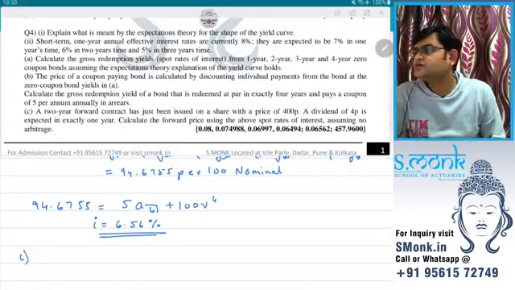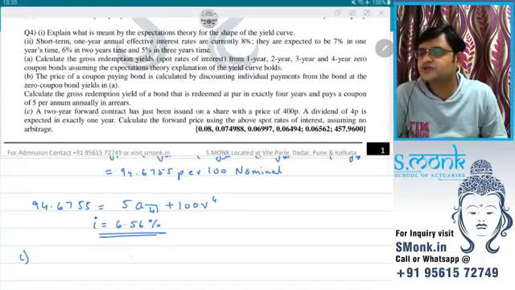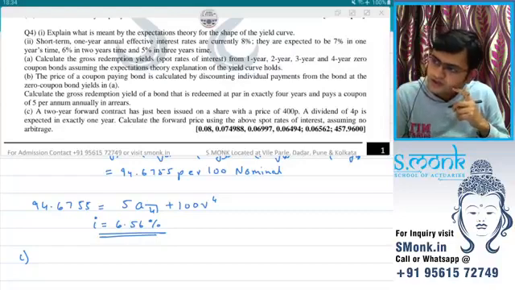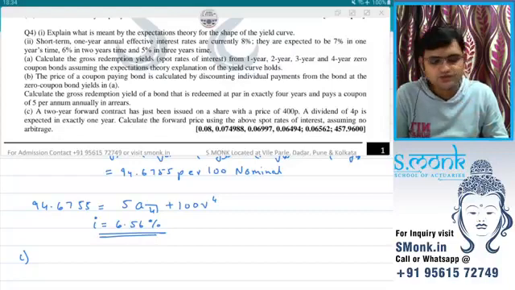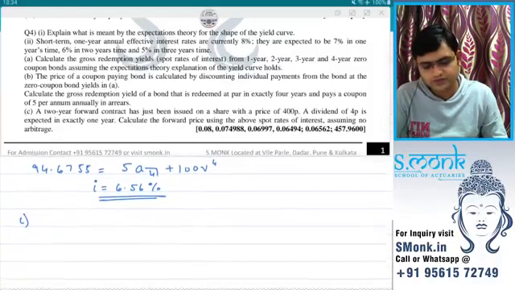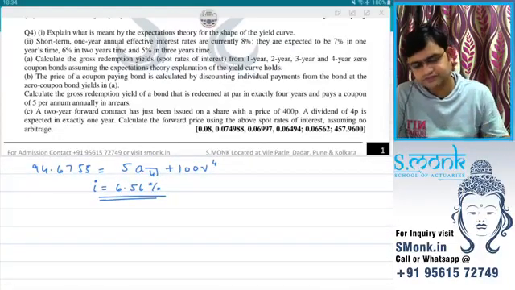C part, a 2-year forward contract has just been issued on a share price of 400. Okay, forward contract is not part of our course, so this C part is not actually part of our course. Dividend of this is expected in exactly 1 year's time. Calculate forward price. Yeah, forward price is not part of our course anymore. It used to be, not now. Okay, so C part, leave it.